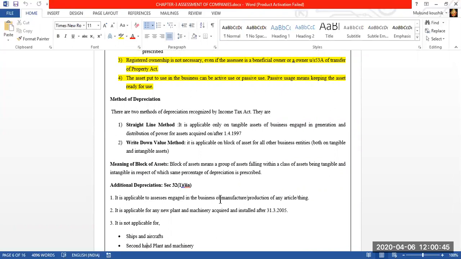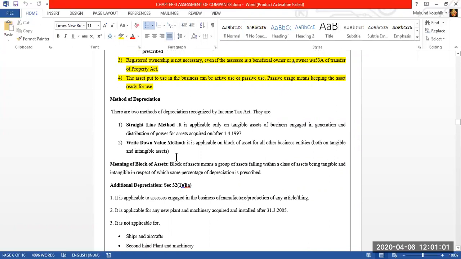In case of all the other companies which are not engaged in generation or distribution of power, that means for all other companies except the power generation companies, the written down value method is applicable on both tangible as well as intangible assets at prescribed rates.